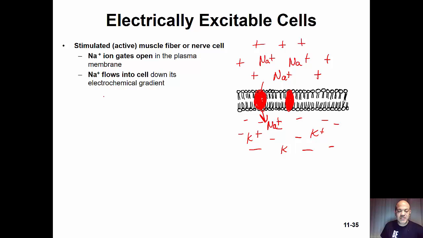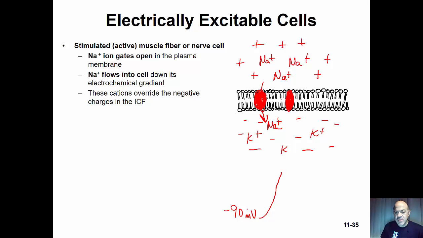So the sodium flows into the cell down its electrochemical gradient. Electrochemical, because there's lots of positive charge, and positives don't like each other, but also because there's a lot of sodium, so it's going to run into the cell down its concentration gradient. When the sodium comes into the intracellular fluid, we're going to be adding more positive charge. Remember that we started at negative 90 millivolts. As the positive starts coming in, it overrides the negative charges, so we're going to have an increase in the value. We're going to start becoming more positive, so we're going to move upward.